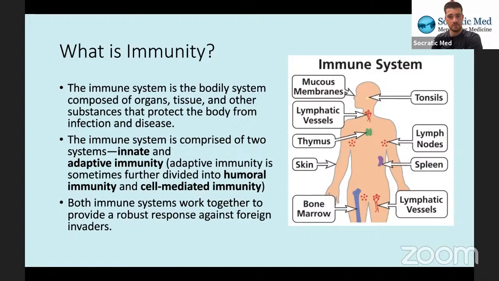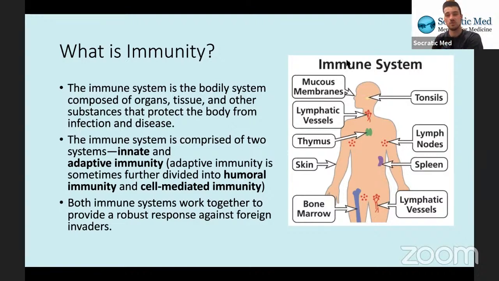What is immunity? The immune system is the bodily system composed of organs, tissue, and other substances that protect the body from infection and disease. So the immune system is comprised of 2 systems, the innate and the adaptive immunity. Adaptive immunity is also sometimes further divided. It really depends on what study material you use. Sometimes you'll see adaptive immunity divided into humoral immunity and cell-mediated.